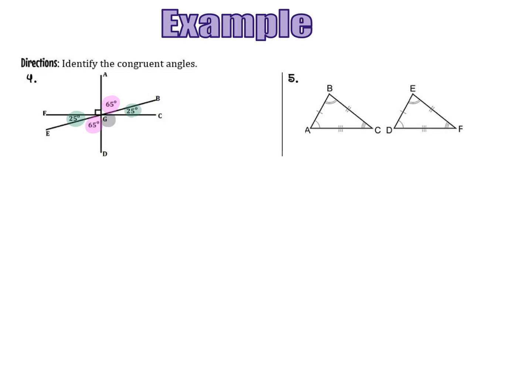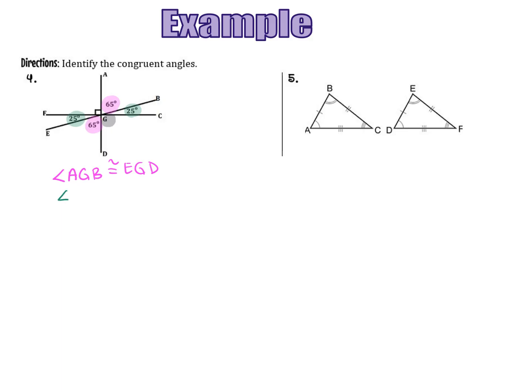So go ahead and pause the video and write a congruency statement for each, the pink angle and the green angles. So for the pink angles or the 65-degree angles, we can say angle AGB or BGA is congruent to angle EGD or DGE.